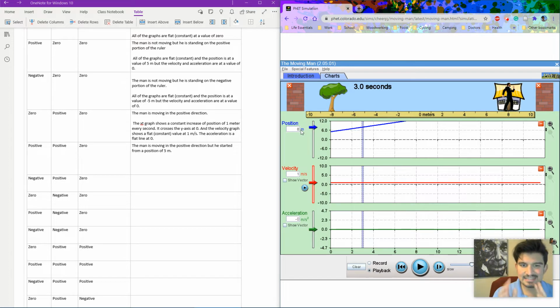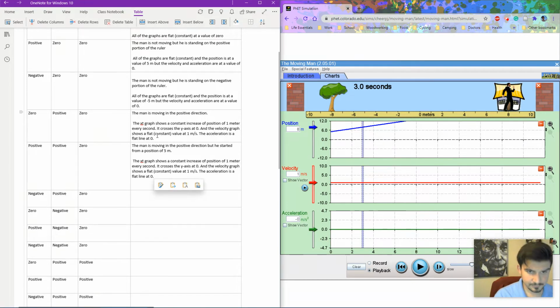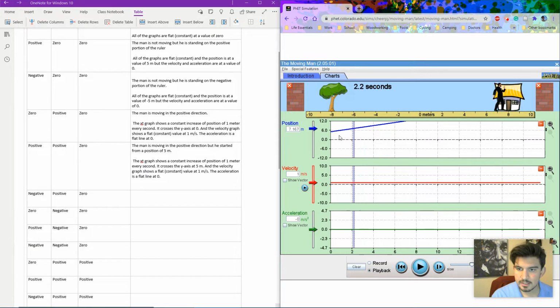So his velocity is still 1 meter per second. The slope of this line is still 1 meter per second. We just shifted it up to represent that he started at a position of 5 meters. So I could literally take the explanation from the last scenario and I could plop it down here. The only thing I would change is that it crosses the y-axis at 5 meters. So what this tells us, on the position time graph, the y-intercept shows us where he started. In the previous scenario, he started at a position of 0 and the y-intercept was 0. In this case, he started at a position of 5 and the y-intercept was 5.